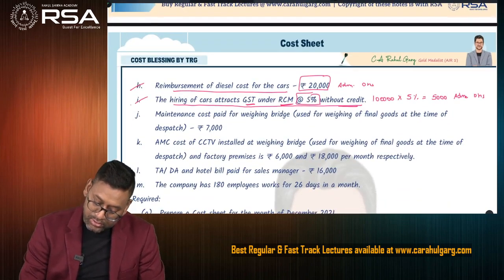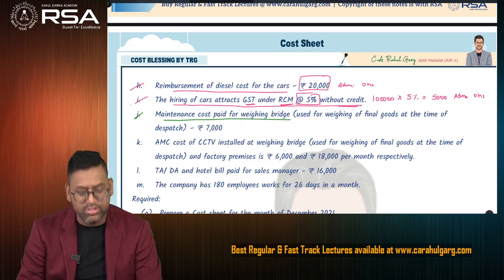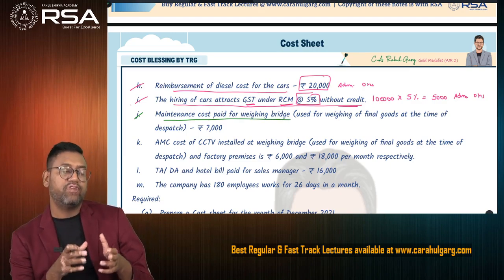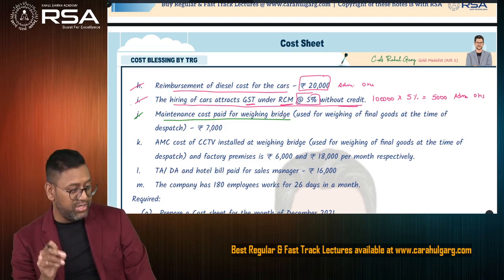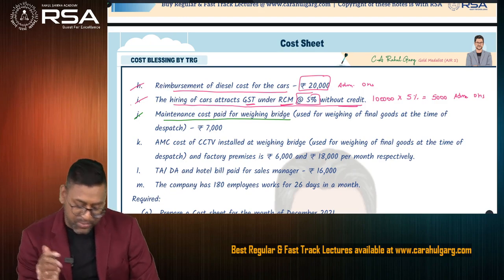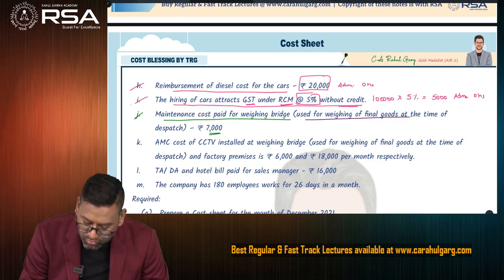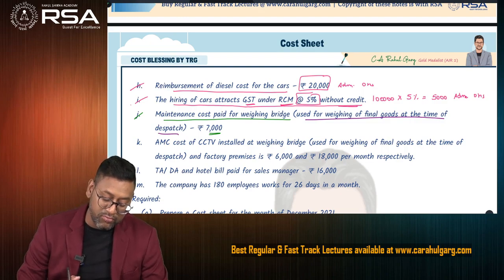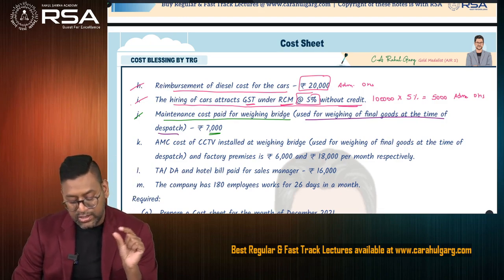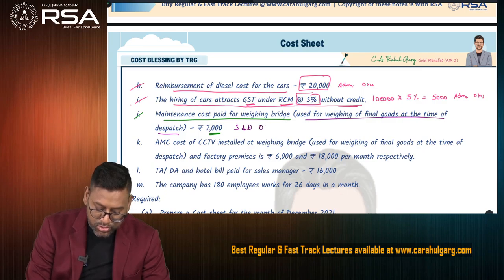Then something special. It says maintenance cost paid for weighing bridge. So there is a weighing bridge where the weighment is done of the trucks when empty and when loaded with the goods. So maintenance cost paid for weighing bridge rupees 7,000 in total. In the bracket it says used for weighing of final goods at the time of dispatch. Why is this cost being incurred? For weighment. And when is this weighment being done? At the time of final dispatch, means when the goods are being sold. So it is selling and distribution overhead.